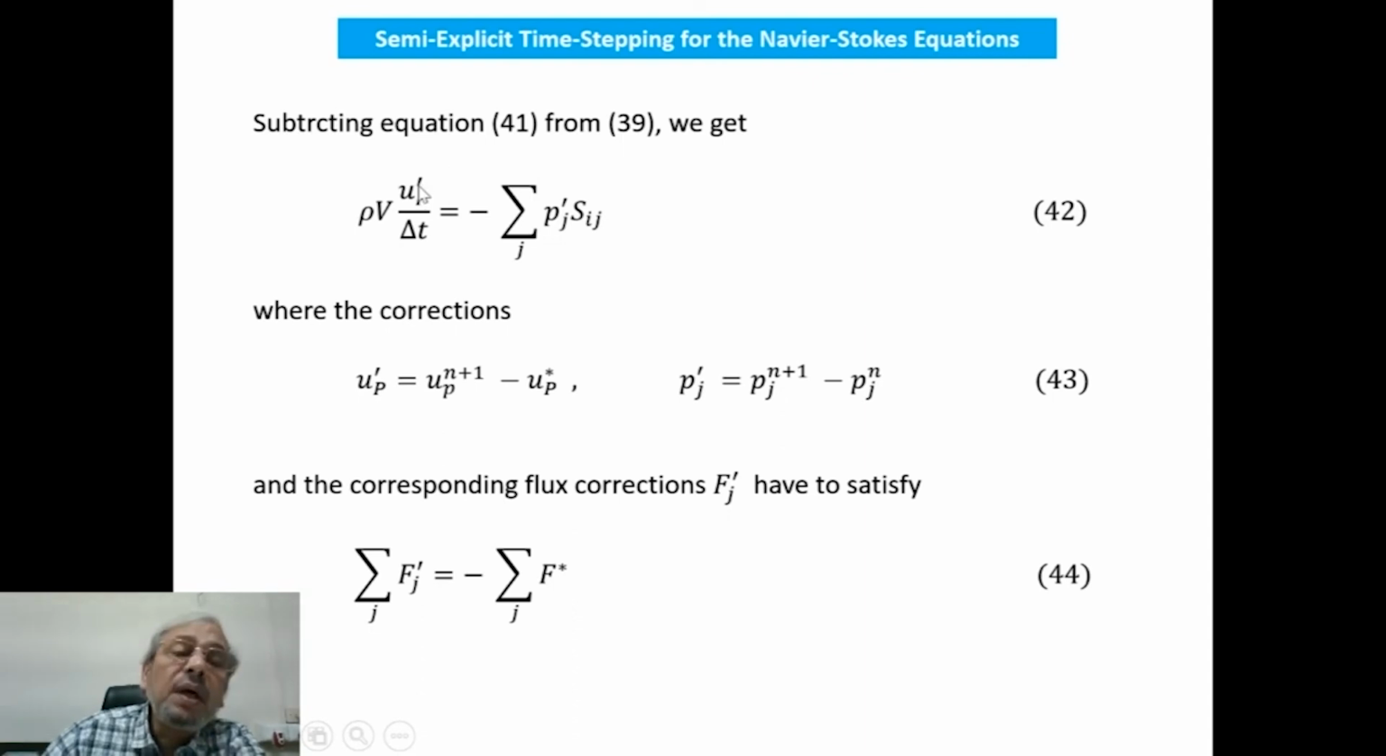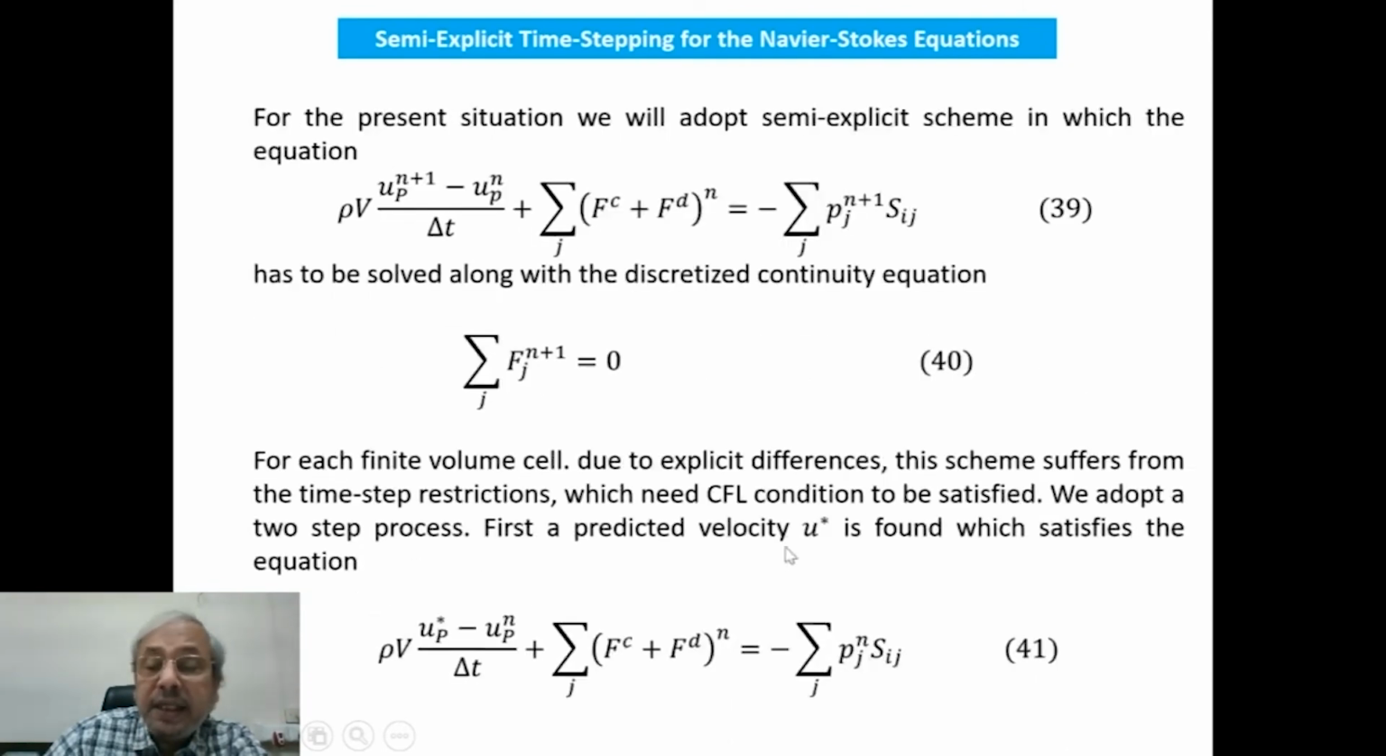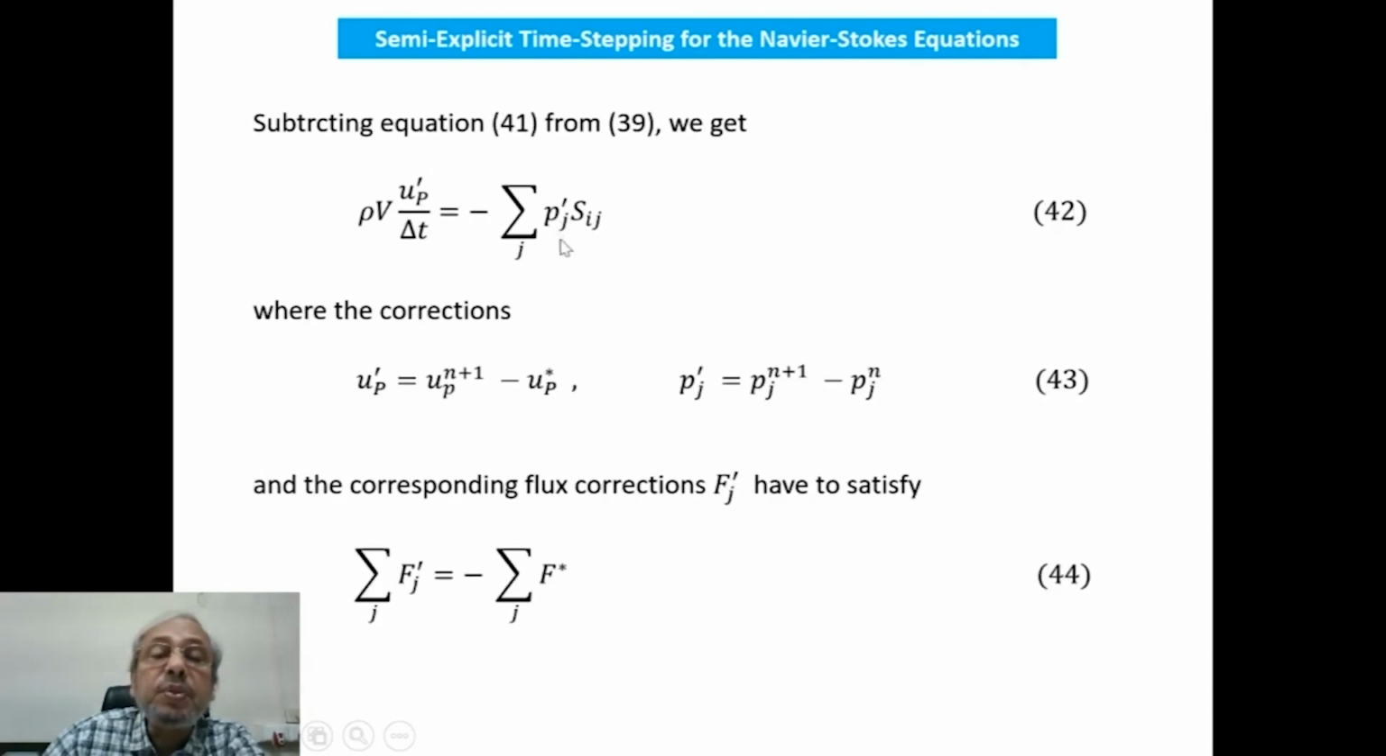We could have called it up correction as we have done in the SIMPLE and MAC algorithms, but here the meaning is the same. This prime has been used. Minus pj prime sij. Again it is the same. Pj prime means pj n plus 1 minus pj n. So this difference in pressure is pj prime, summation over all surfaces.